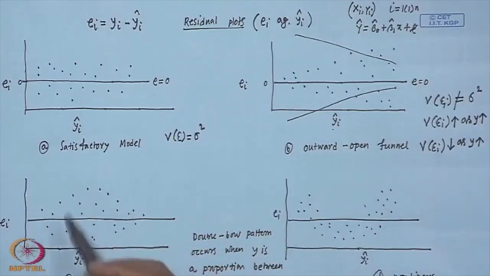So, here you see the scatter plot of the residual, and this sort of scatter plot occurs when y i is a proportion, that is, y is the response variable and y is between 0 and 1. So, this sort of scatter plot also indicates that the constant variance assumption is violated. Okay. And here is the fourth scatter plot.